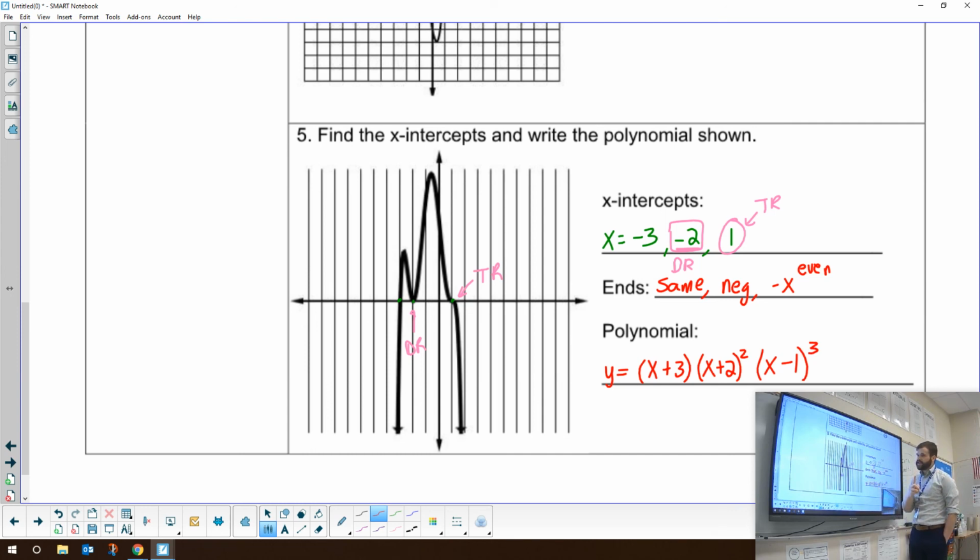Now I'm forgetting something, and that is that this is negative. They're both going down. So I'm going to put a negative symbol in front, okay, to make my whole graph negative. All right, guys, hopefully that clears up some questions you may have on graphing and factoring.